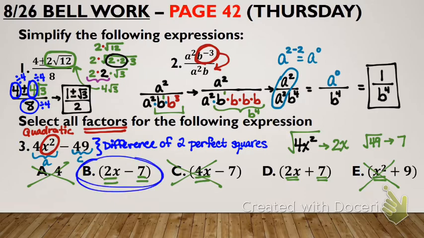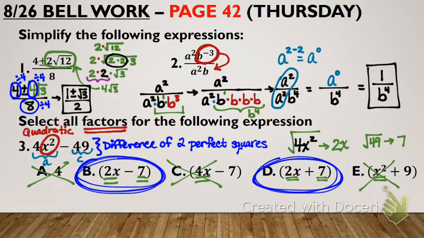So B is a factor and D is a factor. When we factor a difference of 2 perfect squares, they'll have the same first term, they'll have the same second term, but then they will have different signs in between them. One will have a plus and one will have a minus. Do you guys have any questions for me on the bell work?